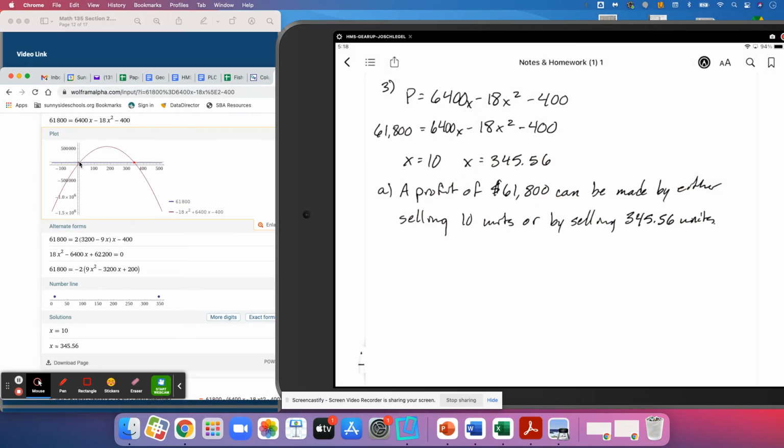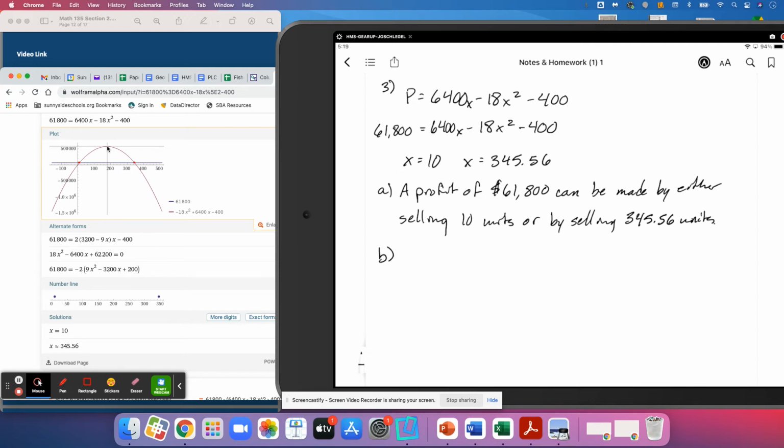Again, I want to point out in this graph here, everything between these two points is higher than those two points. So you could produce anything between 10 and 345.56, and you would be making a greater profit. The greatest profit seems to be right here, just over $500,000. And so if they stop at 61,800, they're losing out on a ton of money.